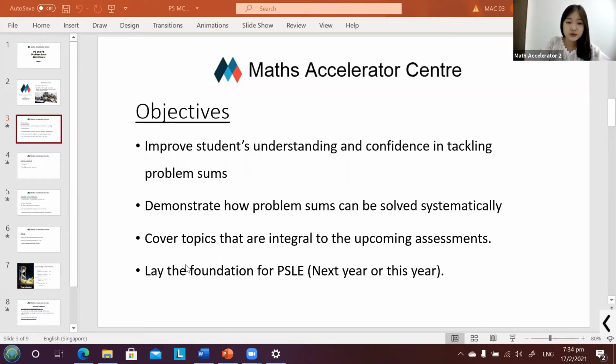We'll be covering some topics that are integral to the upcoming assessments. Some of you might have your CA or your WA coming up soon, and this lays the foundation for PSLE. If you are P6 this year, it will be relevant for you this year. If you are P5 this year, it's relevant for you next year, so it's good to start early.